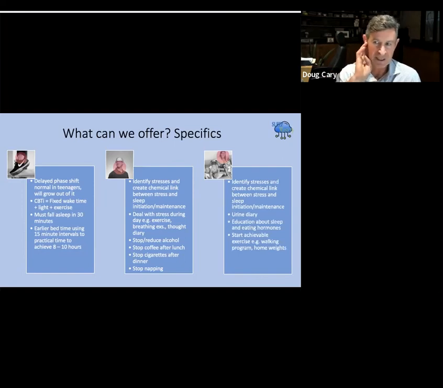And then we had a chat to Emma about her stress. She was having different stresses during the day, and also needed to understand that link between the chemical cascade of stress and how it affects getting initiation of sleep and also maintaining sleep.